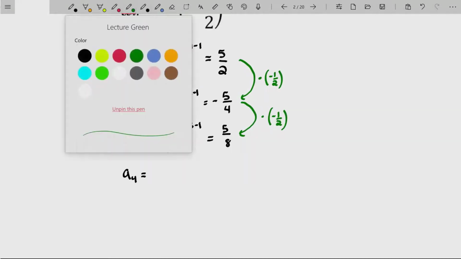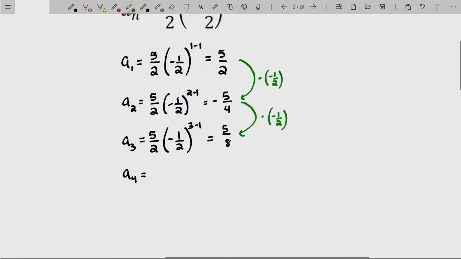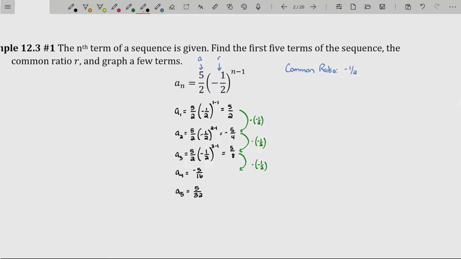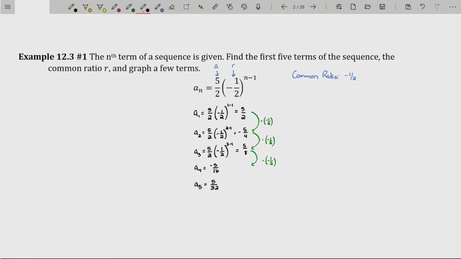So I'm going to go ahead and just take advantage of the fact that this is geometric, so I'm going to multiply by a negative 1 half every time. So my next term in line would be a negative 5/16. And then finally the fifth term is a positive 5/32. Again, because I'm multiplying by a negative 1 half. So that's a very fast way to list out the first 5 terms of that sequence.